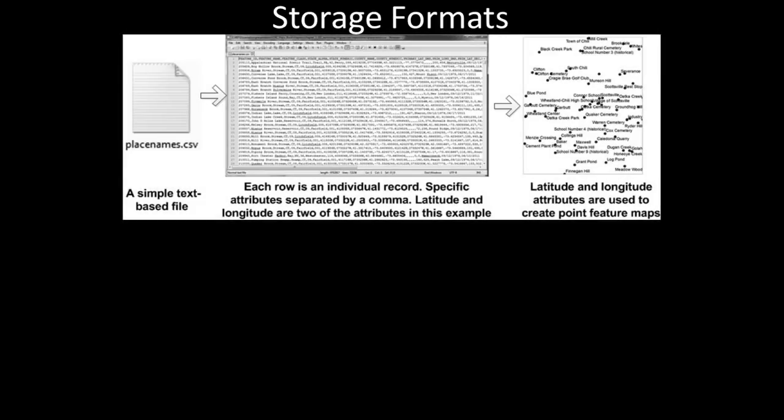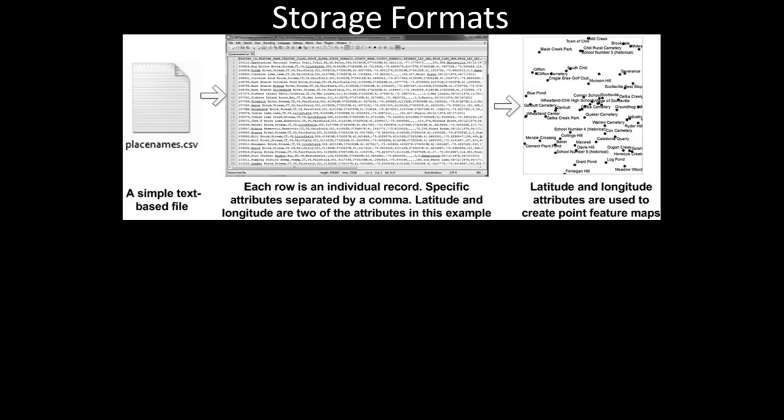The top image shows one of the most basic, yet still commonly used GIS data storage formats, a comma-separated values or CSV file. In this example, place name features are stored in a CSV file. CSV files are nothing more than an ASCII-based text file where data in the file is structured using commas to define data columns, and each line in the file represents a single data record.